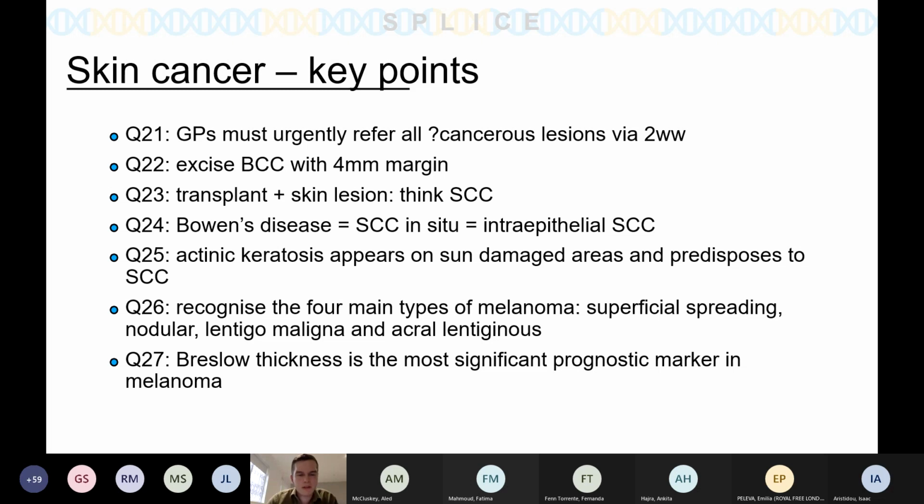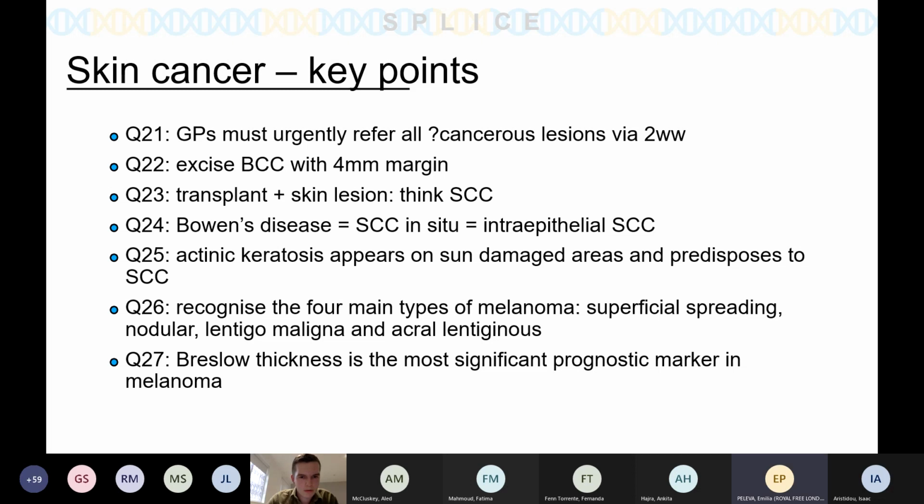SCC is a spectrum of disease, which you guys did really well at recognizing. Actinic keratosis is solar keratosis, which is like sun damaged proliferation of the skin and can lead to SCC. There's 4 types of melanoma to recognize, and they depend on the shape, appearance, part of the body, rate of growth. And then in someone who has melanoma, Breslow thickness, i.e. depth of growth, is the most important prognostic factor.